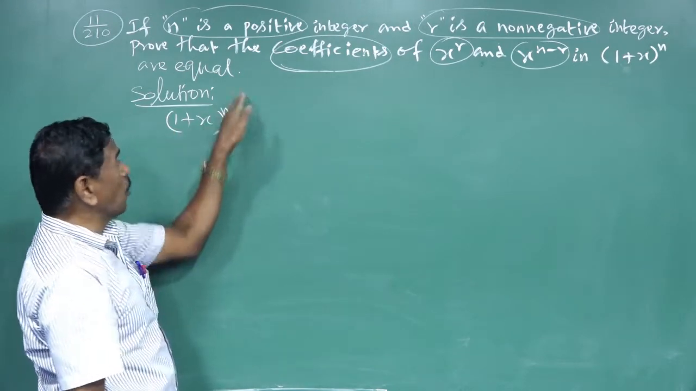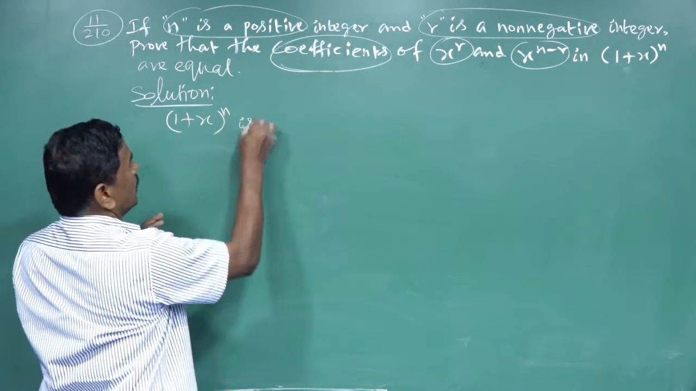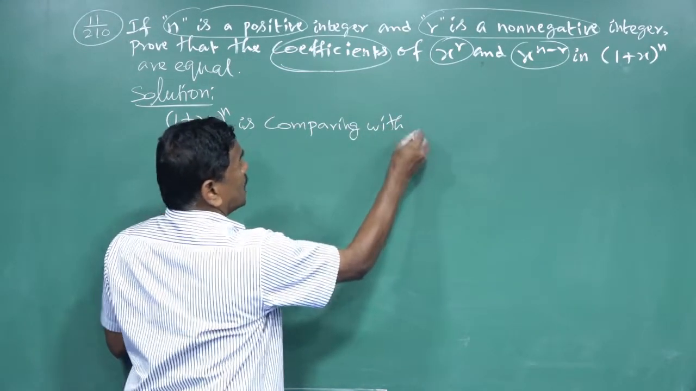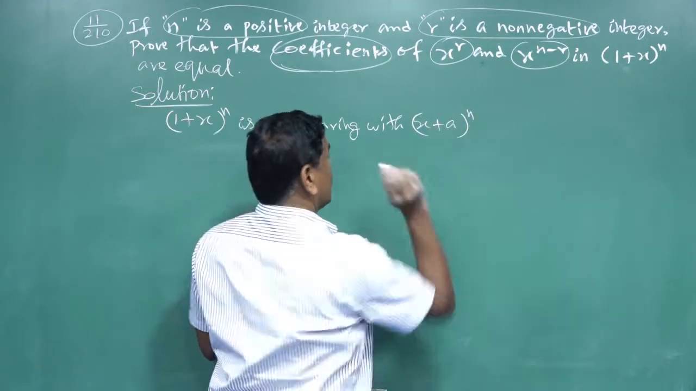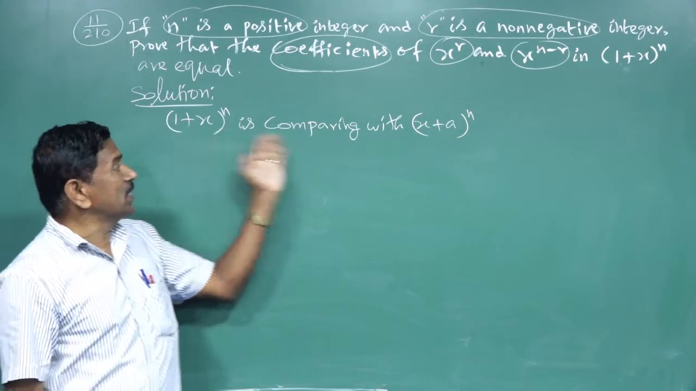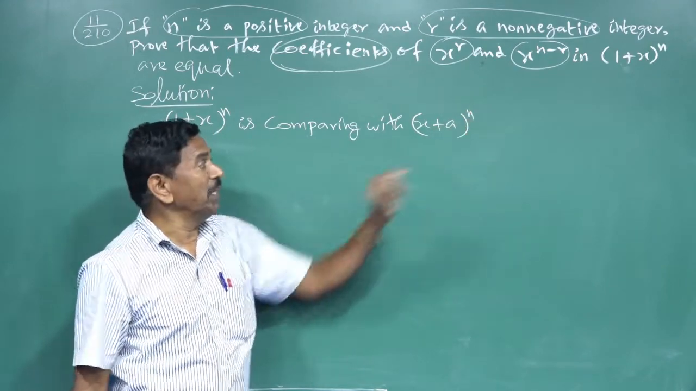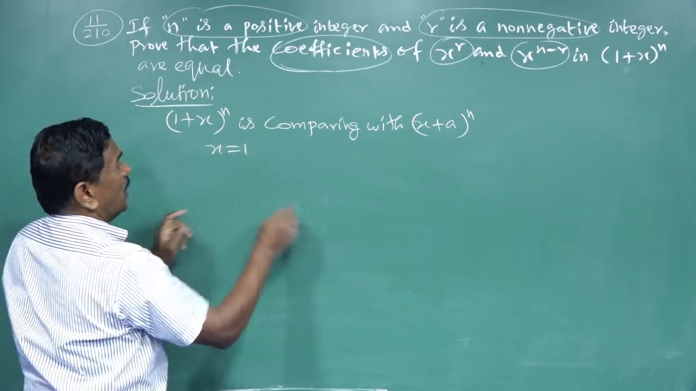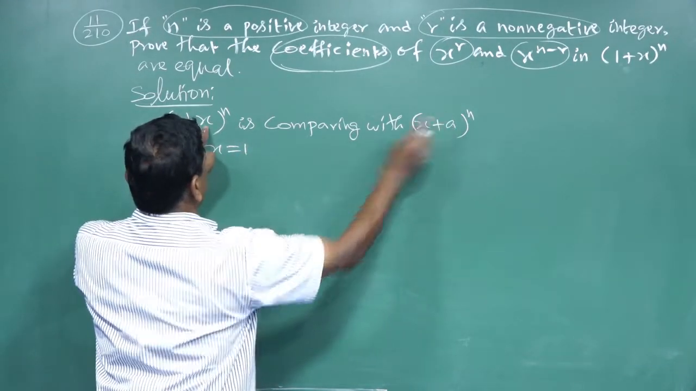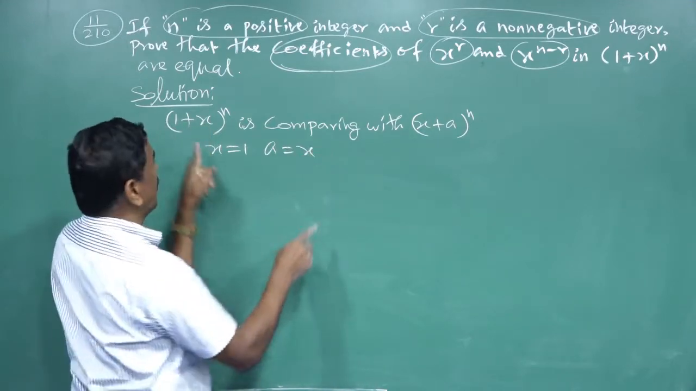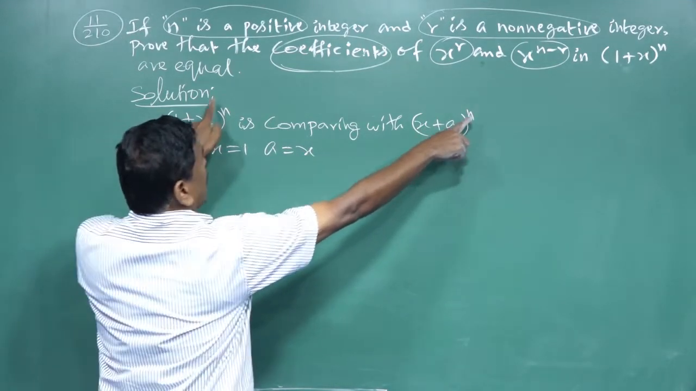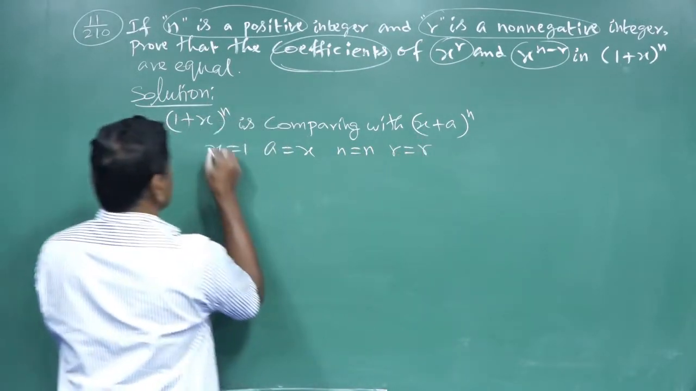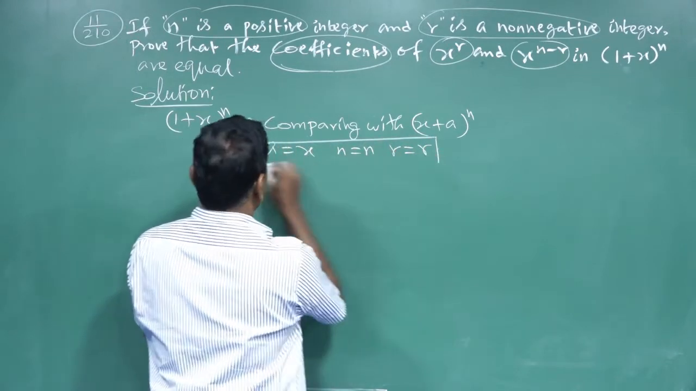(1 plus x) the whole power n is compared with (x plus a) the whole power n. Comparing the given question with (x plus a) the whole power n, we get x equal to 1, and a equal to x. Next, n equal to n, and r equal to r. That is the initial preparation.